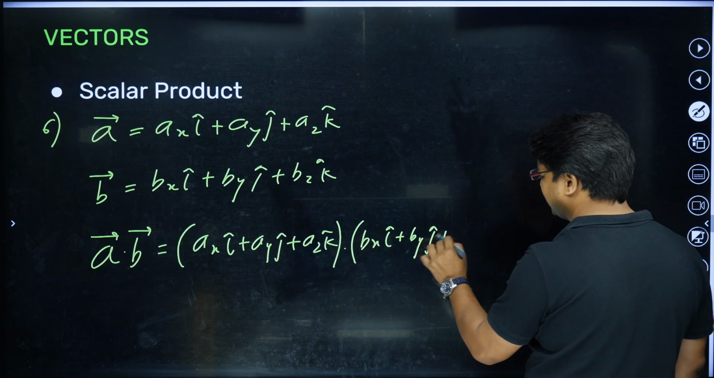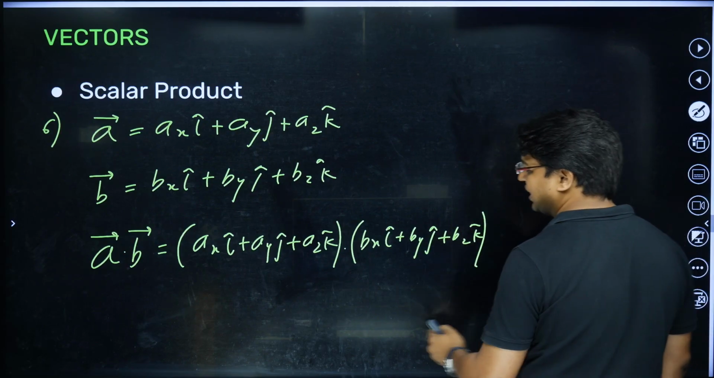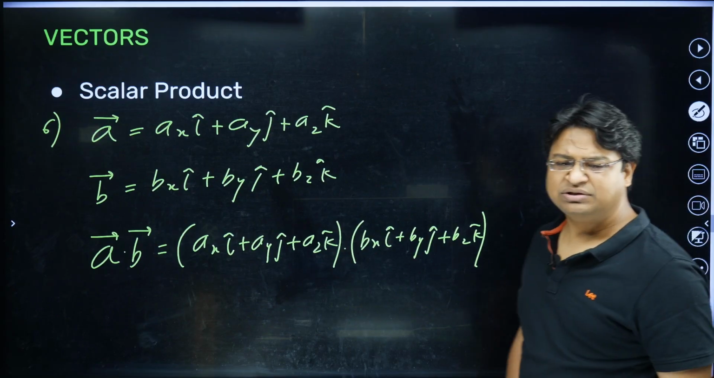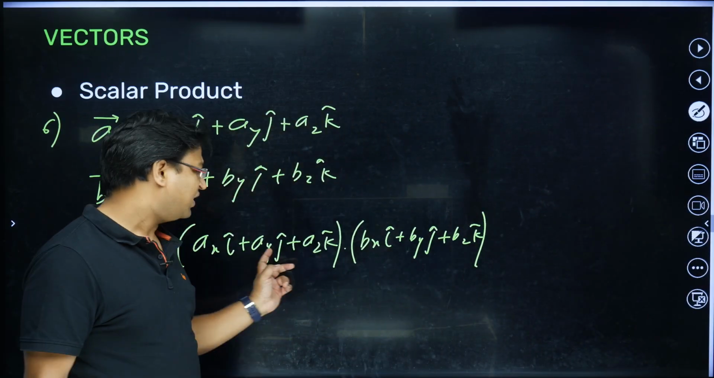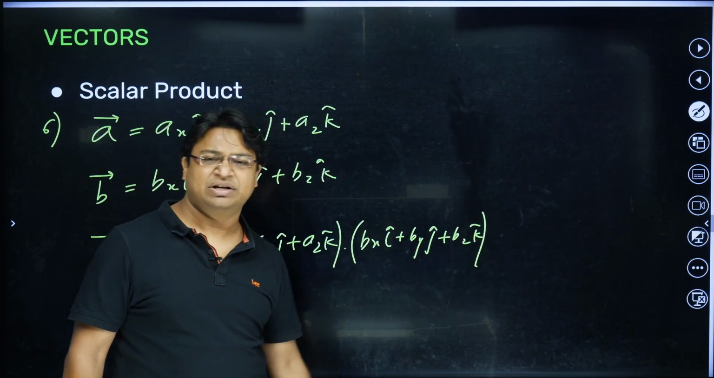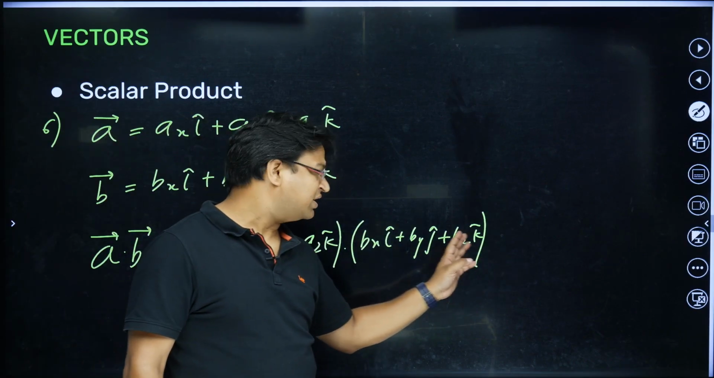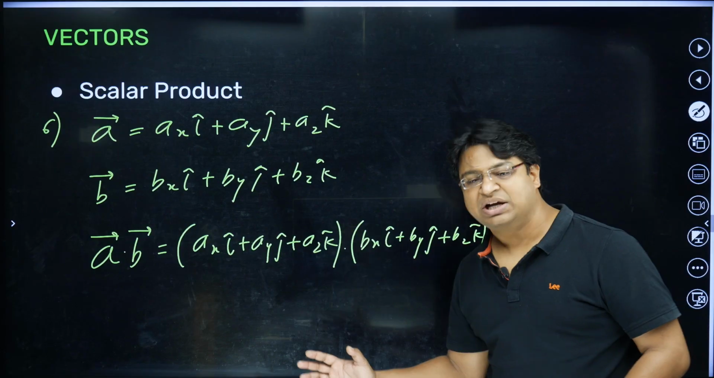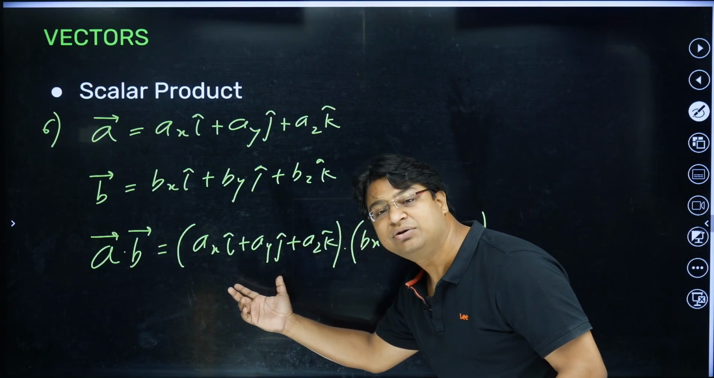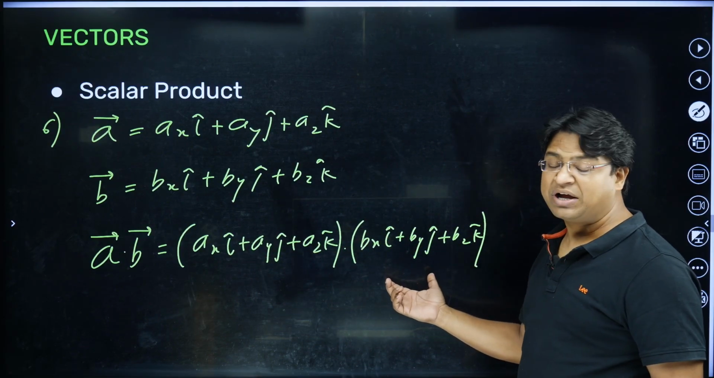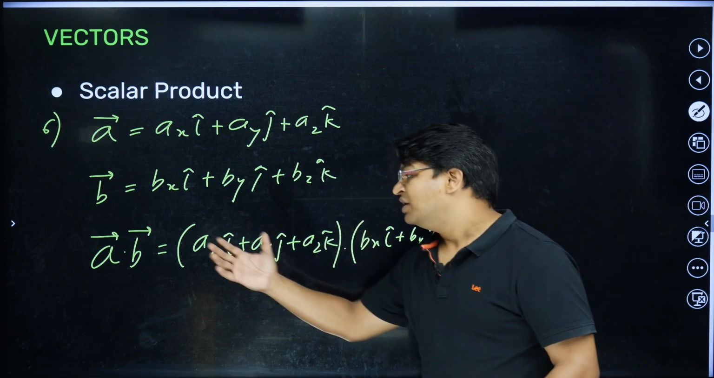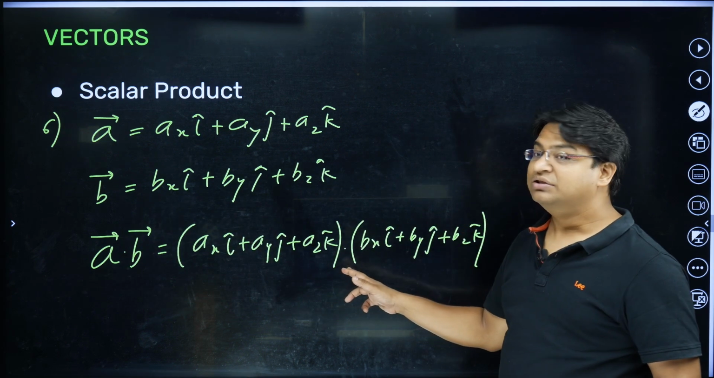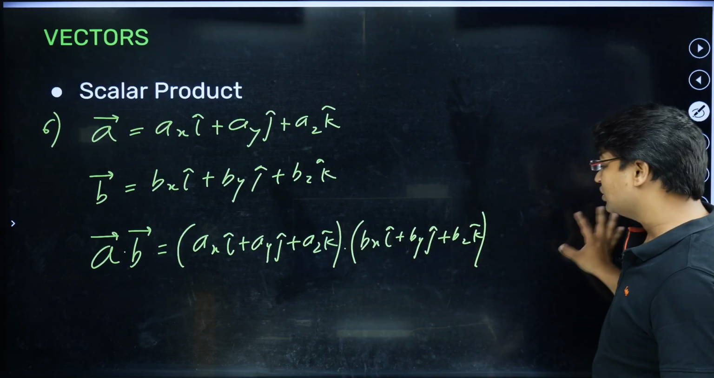bx i cap plus by j cap plus bz k cap, and then should I write a cos theta here? What do you think, guys? I have written A vector dot B vector. Should I write a cos theta here? Those of you who are thinking that yes, a cos theta should come here because we have written A and B, notice that I have not written magnitude of A or magnitude of B. I have just substituted vector A in another form. This is still a vector. This is not magnitude. So no cos theta will come here.